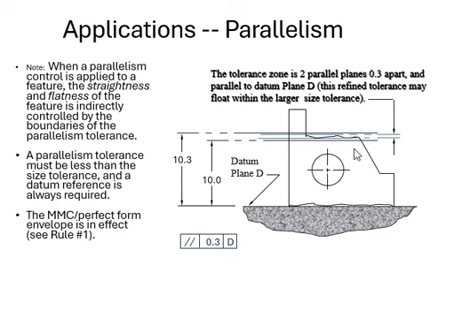We also deal with straightness and flatness when we do parallelism, because they are indirectly also controlled by the parallelism tolerance, because it's the same surface anyway. So your parallelism tolerance has got to be less than your size tolerance, and a datum reference is always required.